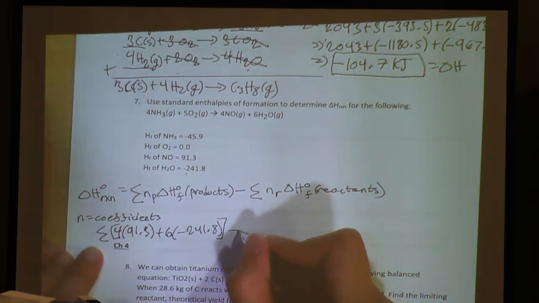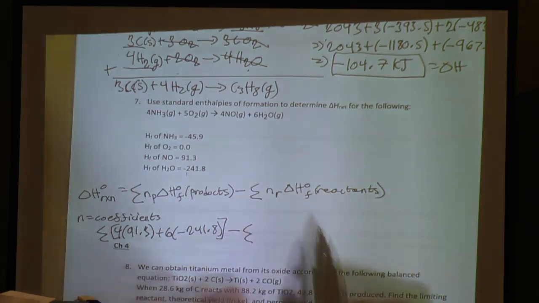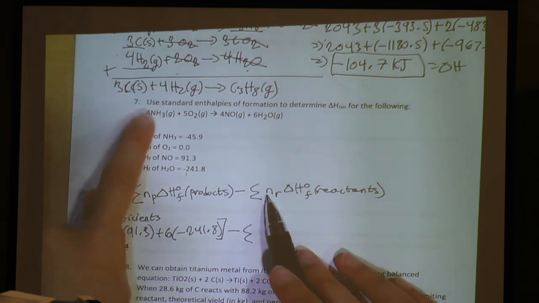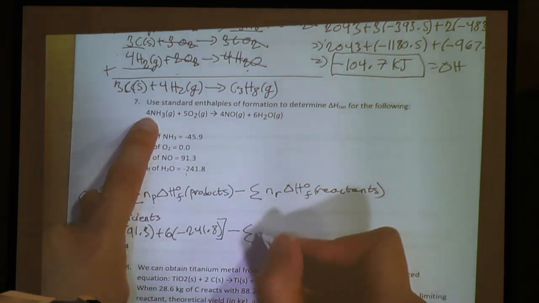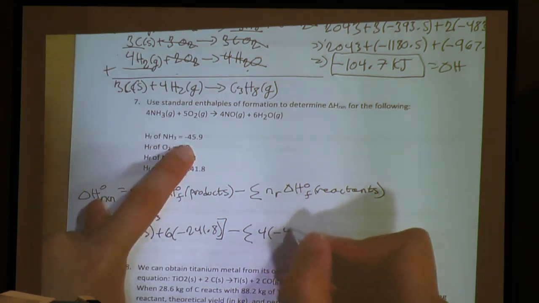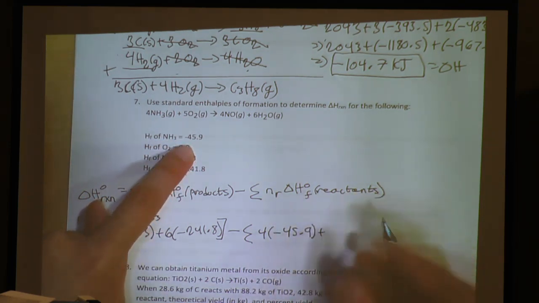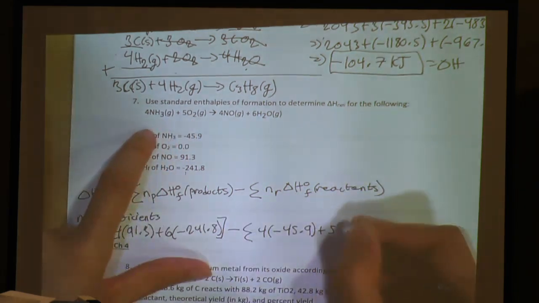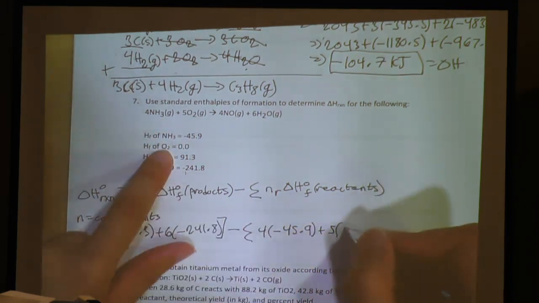Then we're going to subtract this from the summation of our reactant. So N is going to be this 4 times ammonia, negative 45.9, plus 5 O2, so our N is 5, and our O2 is just 0.